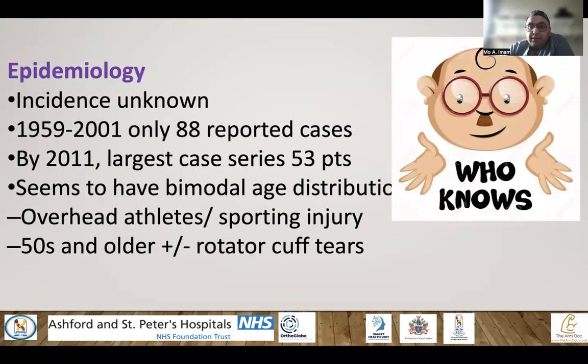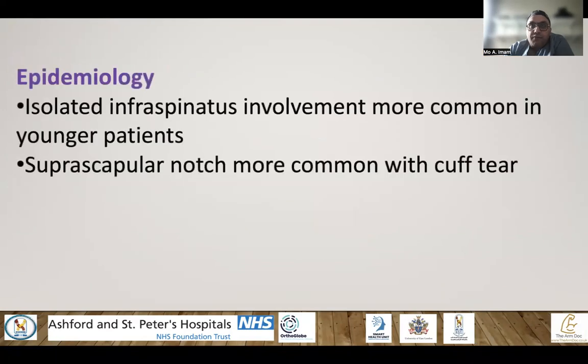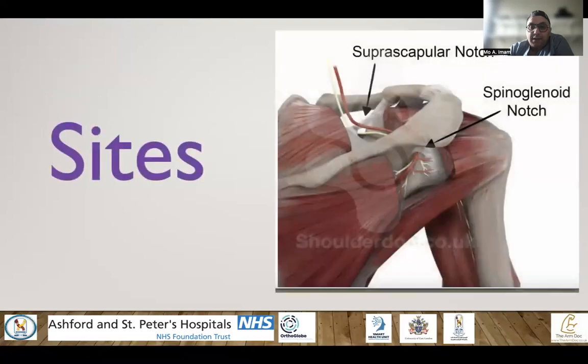So, as I said, we didn't know about it until 1959. From 1959 to 2001, there were only 88 reported cases. The biggest study was in 2011, with 53 patients, and they had a bimodal distribution. In younger athletes, it's usually at the spinoglenoid notch, with isolated infraspinatus involvement. In elderly patients with supraspinatus tendon tears, they might have a suprascapular notch entrapment. And these are the two commonest sites.